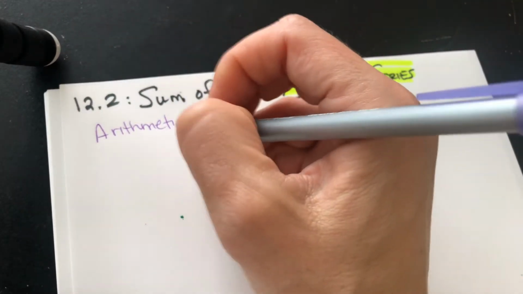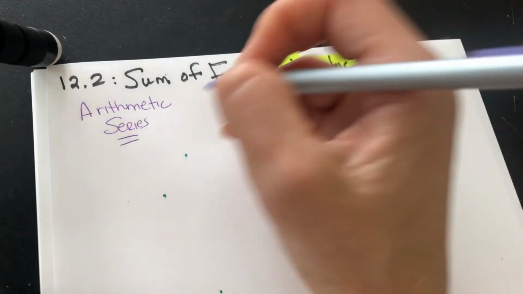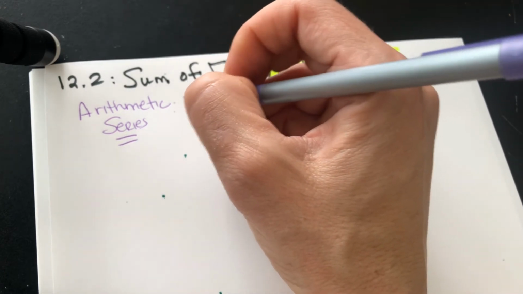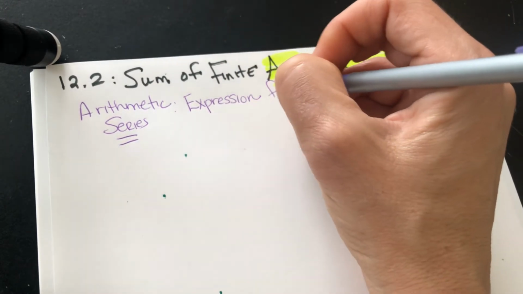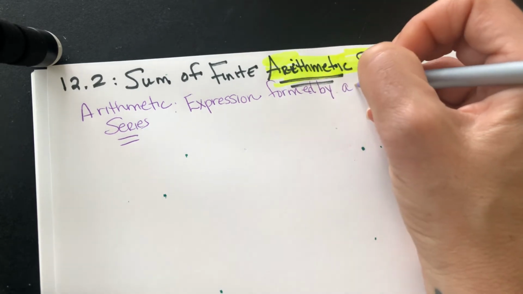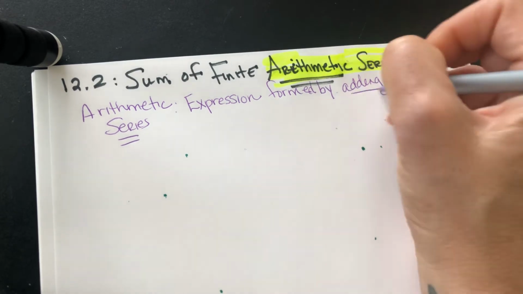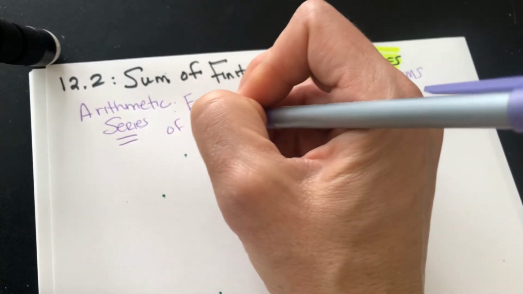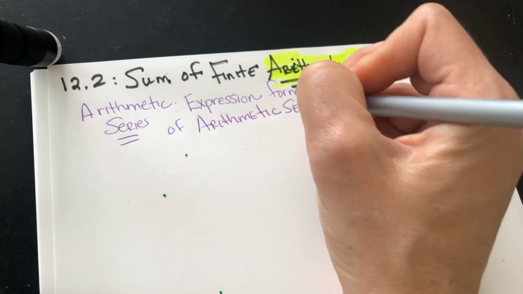So you have your arithmetic series for today. Okay, so the arithmetic series is, we can say, an expression formed by adding, remember again, it's you adding terms of, and then here's obviously your keyword, the arithmetic sequence. Pretty simple.